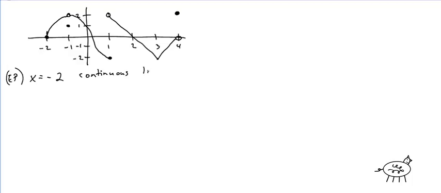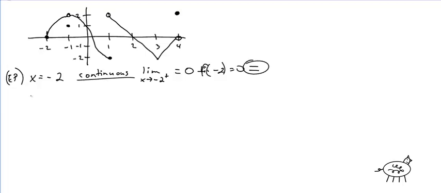The reason is that the limit as x approaches -2 from the positive side is equal to 0, and f of -2 is also equal to 0. So the limit as it's approaching is 0, and f of -2 is 0. Since these are equal, it's continuous.